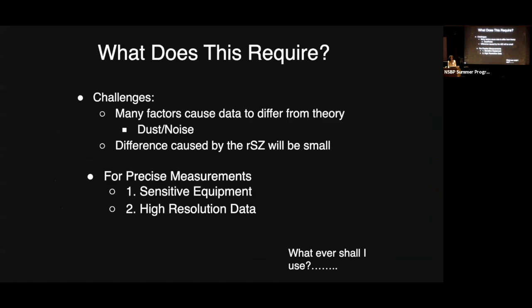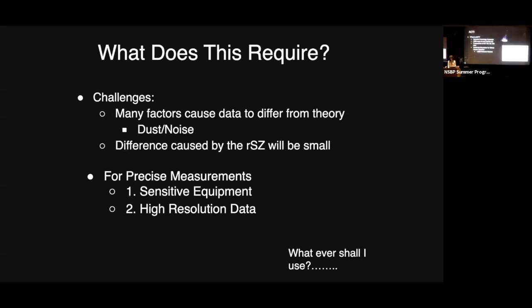It's not as easy as comparing theory to reality, because there are a lot of things that can create those differences, such as dust and noise. So a big part of my project has been understanding how much those differences are playing in and what's contributing to that. Another challenge is that the RSZ effect is very small. It would be hard to measure in the first place. So in order to get a good reading on it, I would need very precise measurements that would come from highly sensitive equipment, and that equipment would need to be able to produce high resolution data.